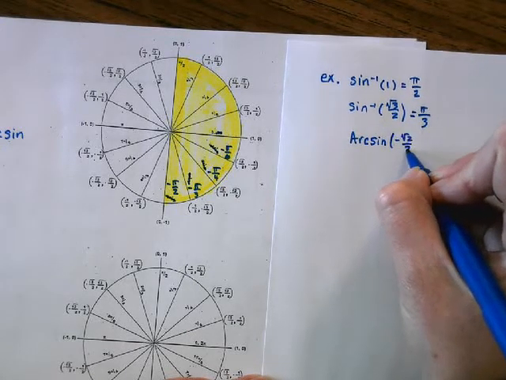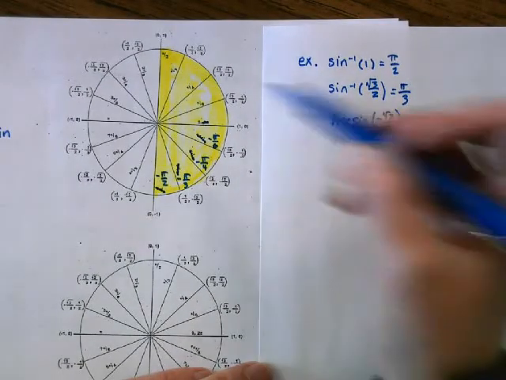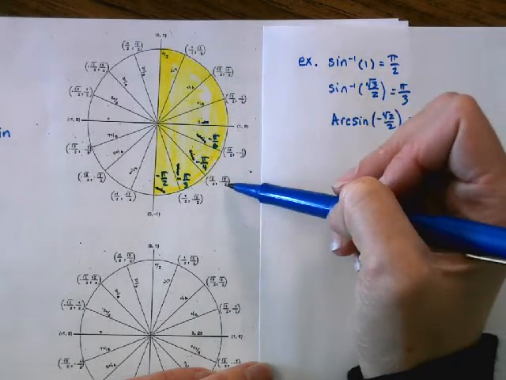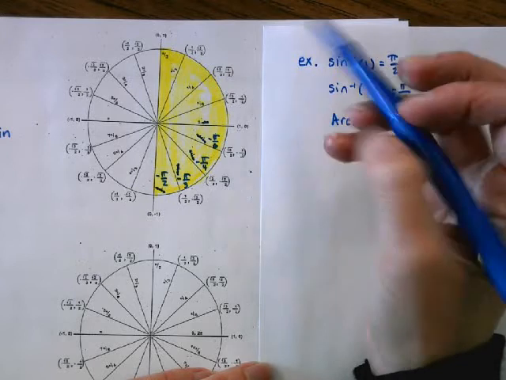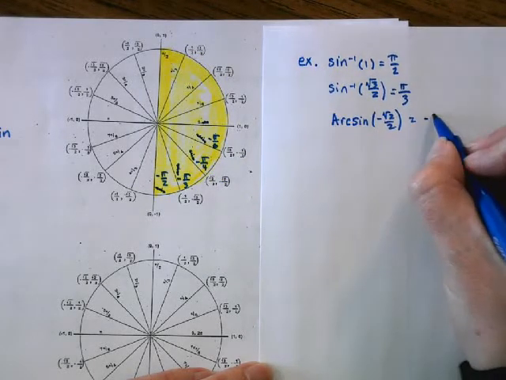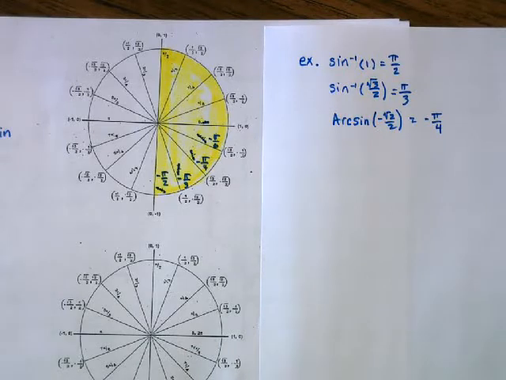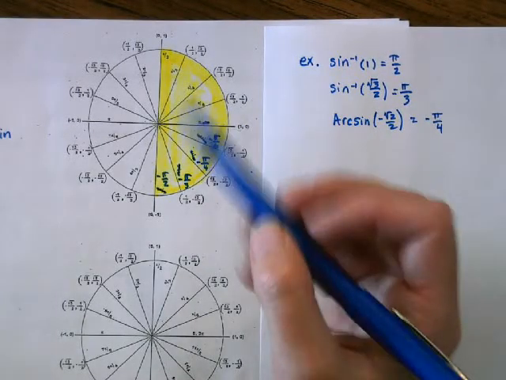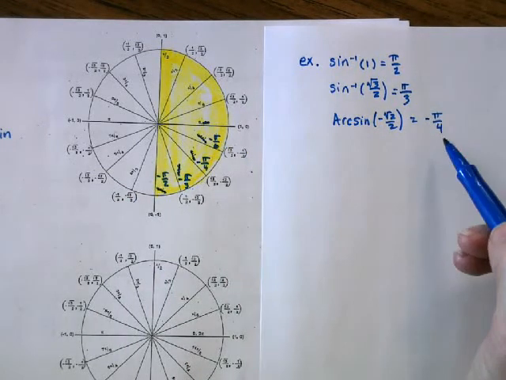What if I wanted arcsine of negative √2/2? We're looking for the y value to be negative √2/2, which is going to be right here. I know this unit circle is a little tough to see, but you should know what these values are from your big unit circle. So my answer is going to be negative π/4. We know that sine is negative √2/2 an infinite number of times. On the unit circle, that's at 5π/4 and 7π/4, but our function value is going to be negative π/4.